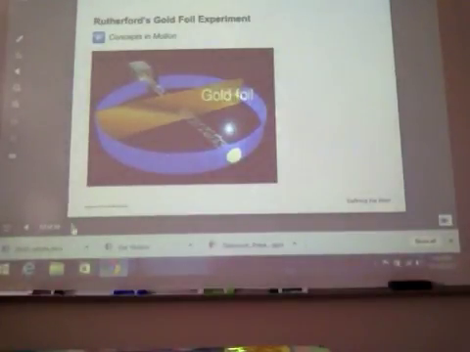So, quickly, here is an example of the gold foil experiment.